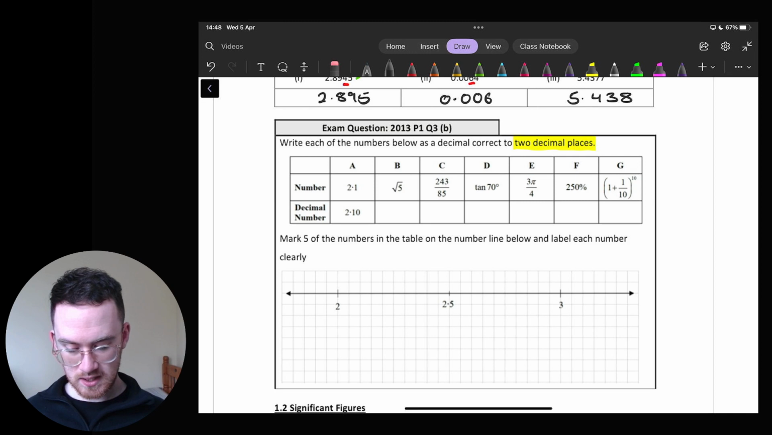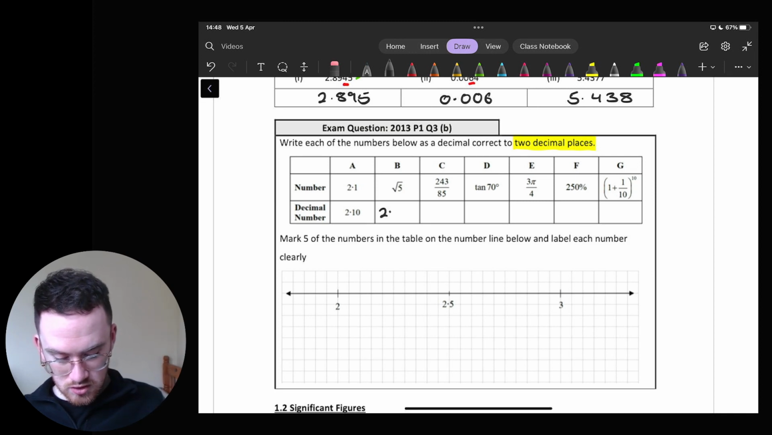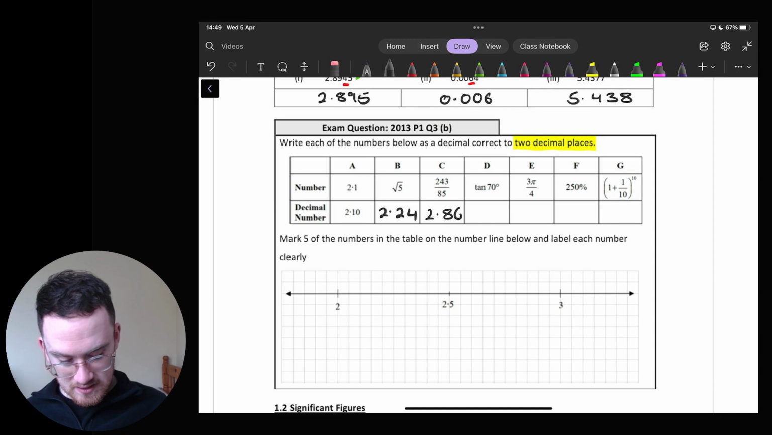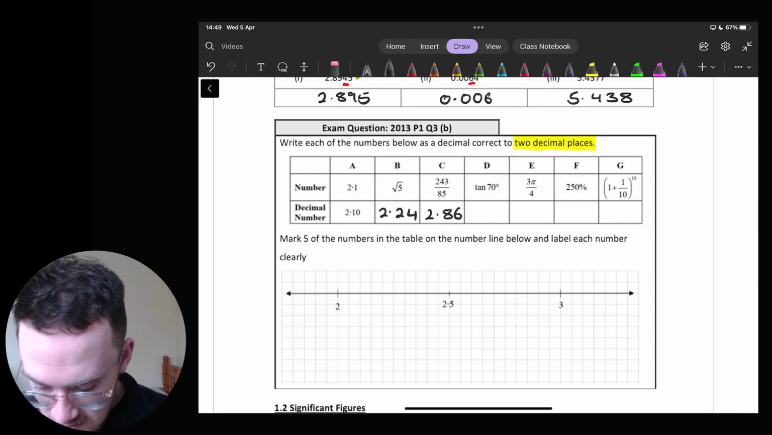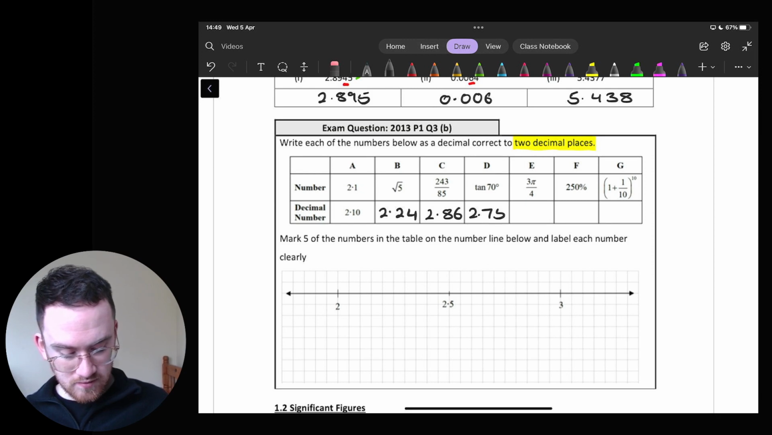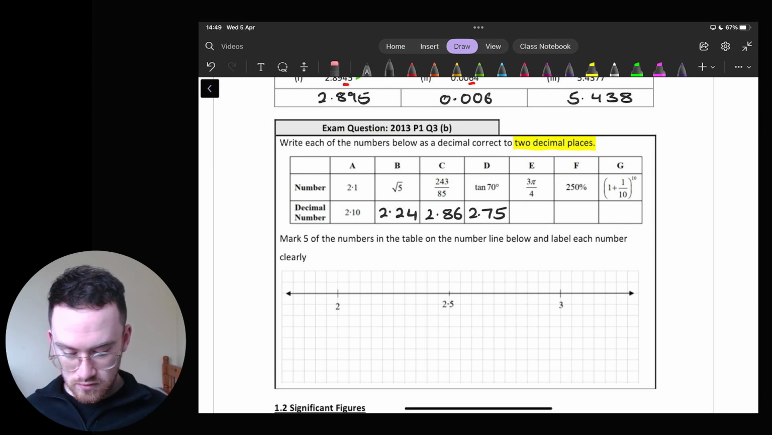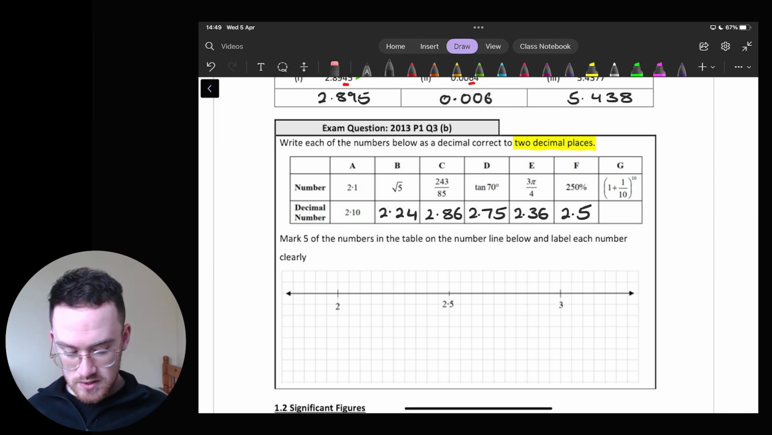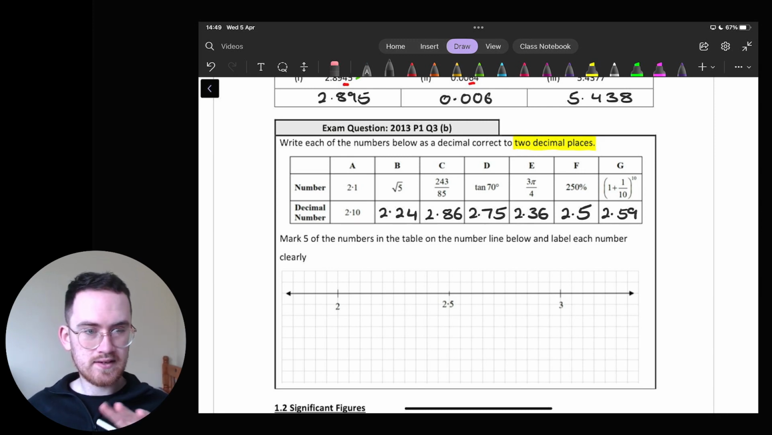Square root of 5, I can use my calculator, I get an answer of 2.24 when I've rounded it. 243 over 85 gives me an answer of 2.86. Tan of 70 will give me an answer of 2.75. 3 pi over 4 gives me 2.36. 250% gives me a decimal of 2.5. And then my last one, just again making sure that you're happy with typing these into the calculator as well. They're all in around that 2.5, kind of 2 point something.